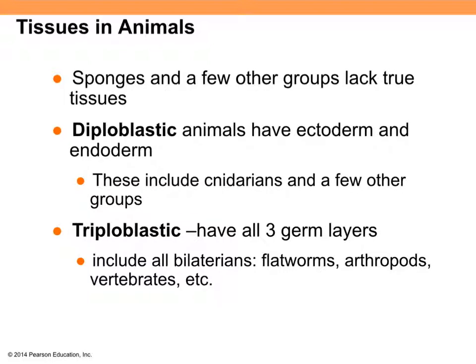So some animals, like sponges, have no true tissue. Other animals have 2 layers of tissue. We say they are diploblastic, and they only have the ectoderm and the endoderm. The triploblastic organisms have all 3 of those tissue layers. So they have endoderm, ectoderm, and mesoderm.